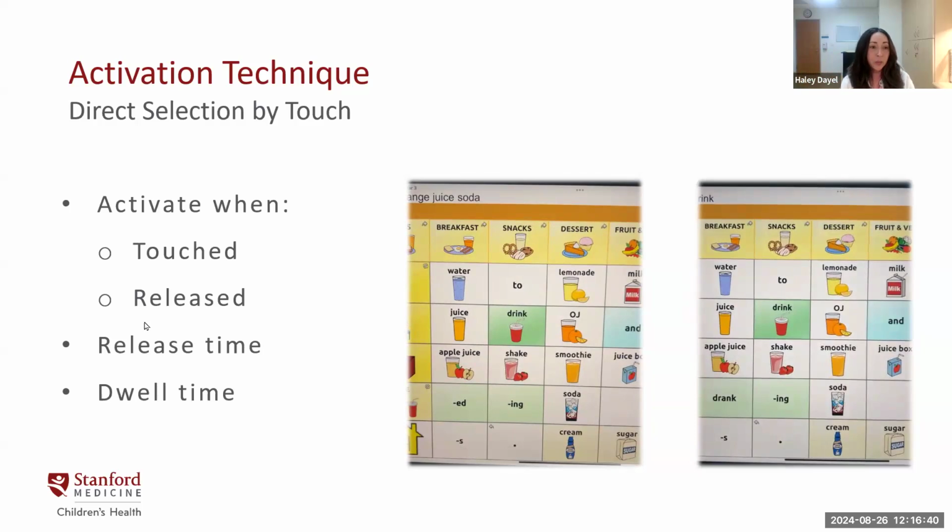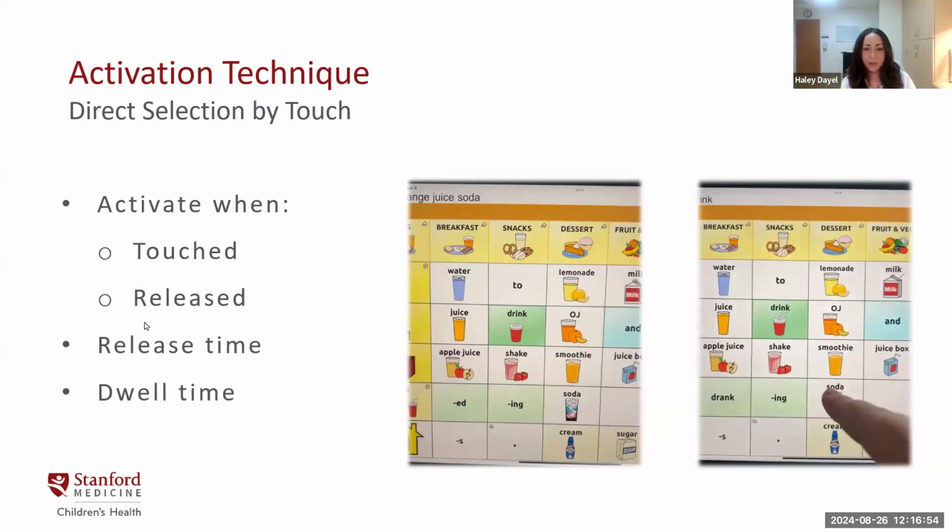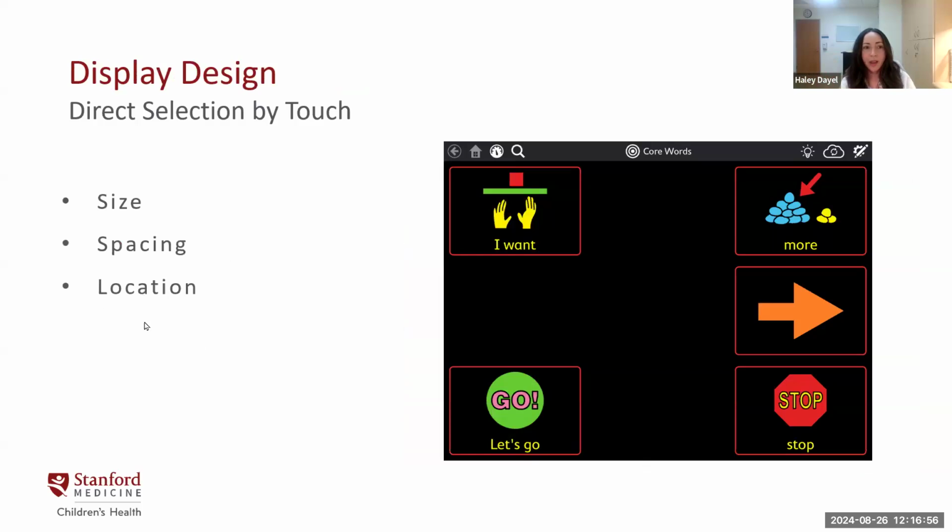Another thing we could add is a dwell time. This is a little different from release. It basically is the length of time that you have to rest your finger on the display before it activates. Drink.